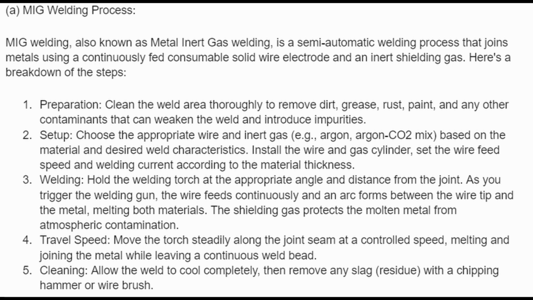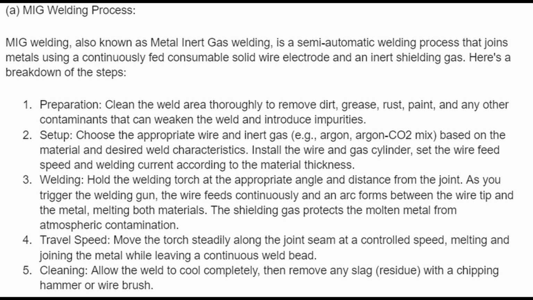2. Setup. Choose the appropriate wire and inert gas, e.g. argon or argon CO2 mix, based on the material and desired weld characteristics. Install the wire and gas cylinder. Set the wire feed speed and welding current according to the material thickness. 3. Welding. Hold the welding torch at the appropriate angle and distance from the joint.